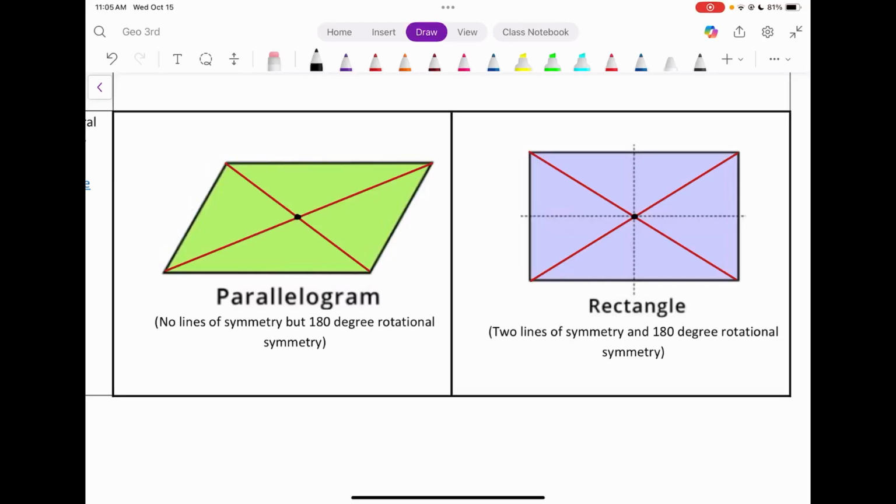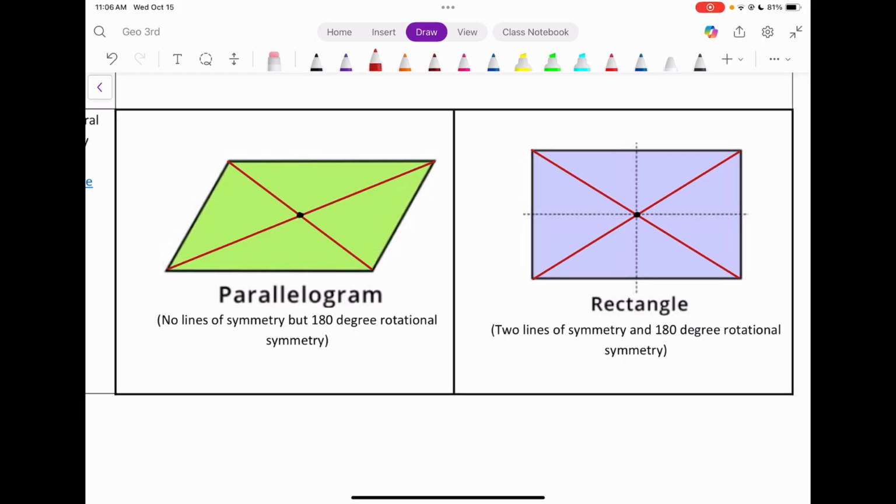Okay, let's discuss all the different types of quadrilaterals. A quadrilateral is any four-sided shape. And the first type of quadrilateral you need to know is a parallelogram, and what makes it special is that opposite sides are always parallel.